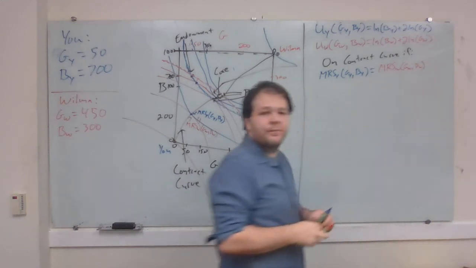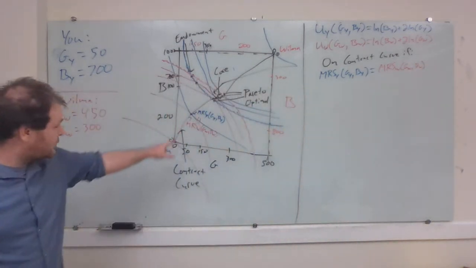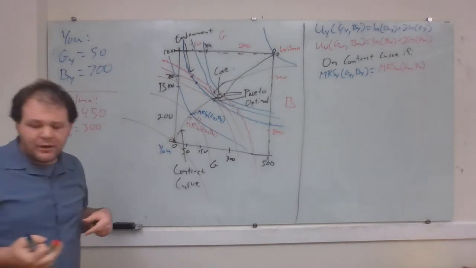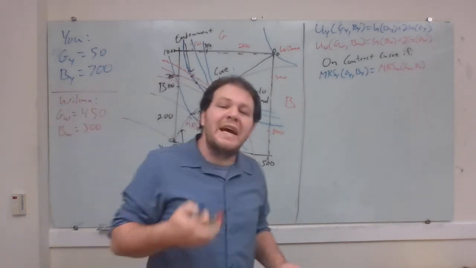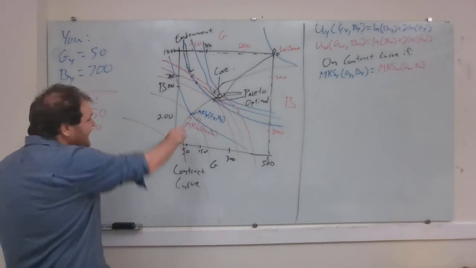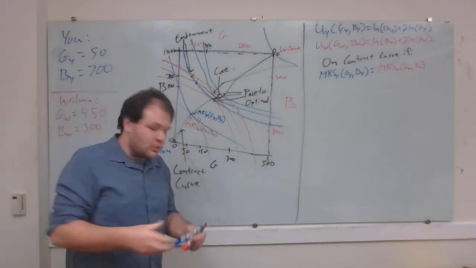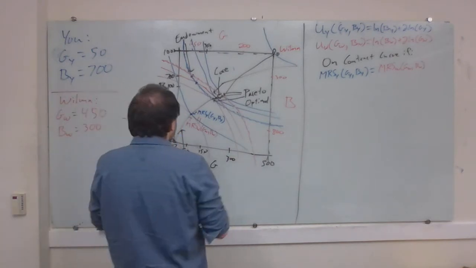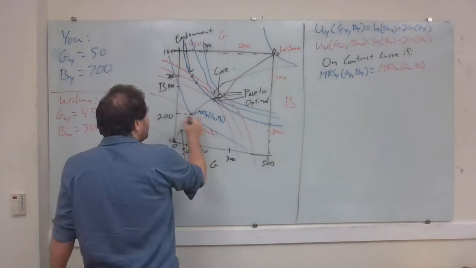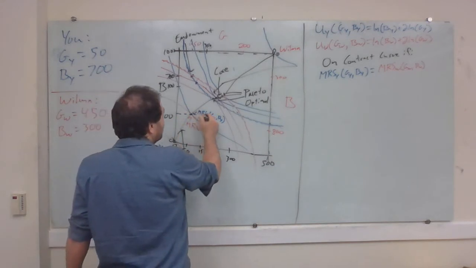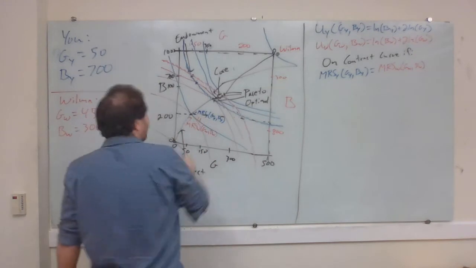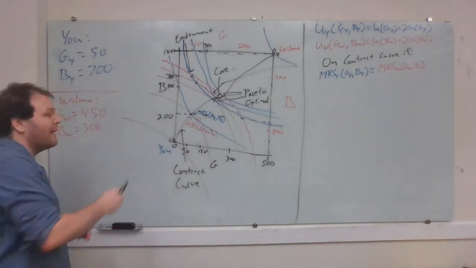This makes sense? Now there's one other thing that has to be true that makes this on the contract curve, which is equivalent to satisfying your budget constraint. And that's that collectively, you guys need to be consuming everything. This point that we've got here is a point where everything you have, let's say that you have 200, everything you don't have, Wilma has. Everything you don't have in Gatorade, Wilma has.